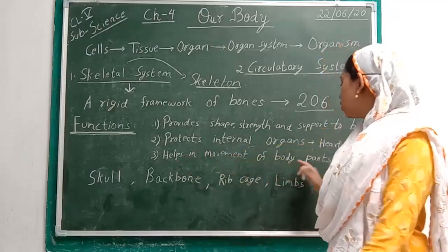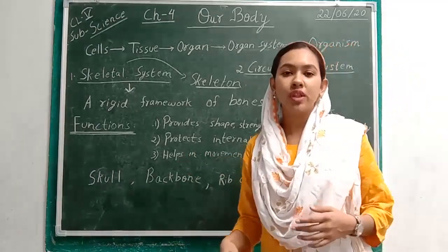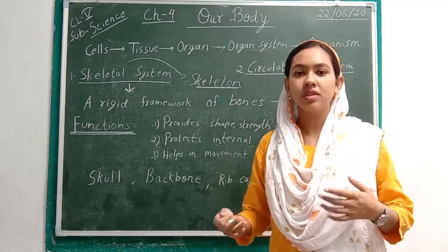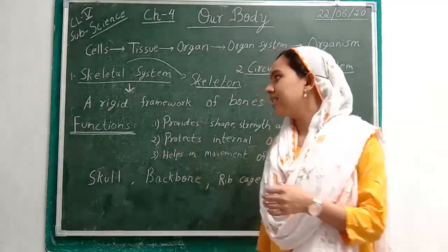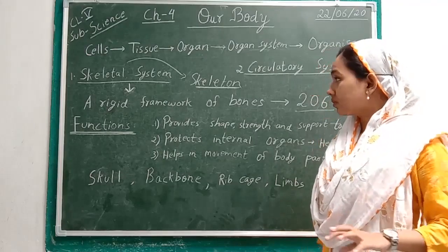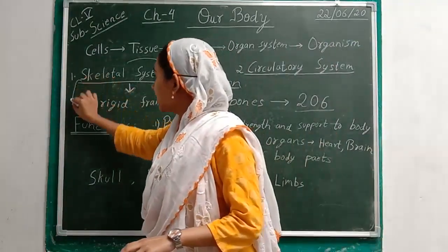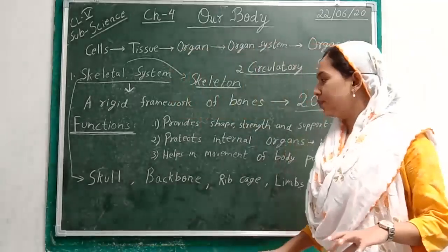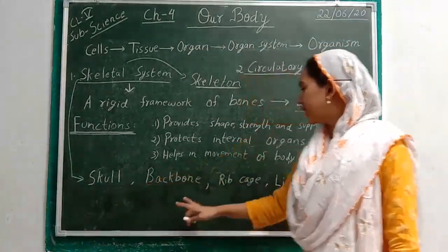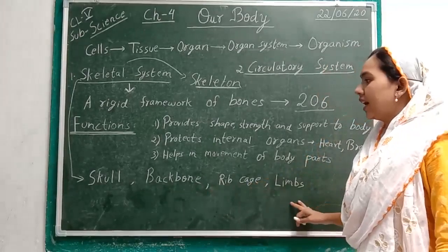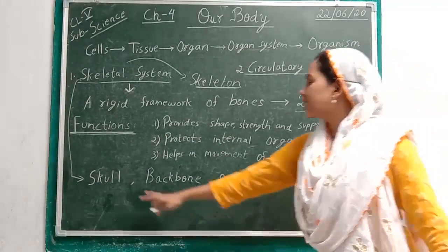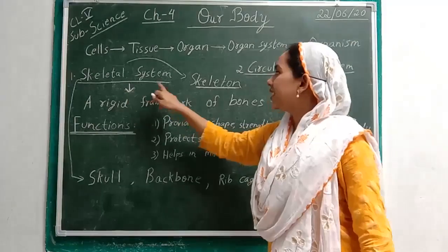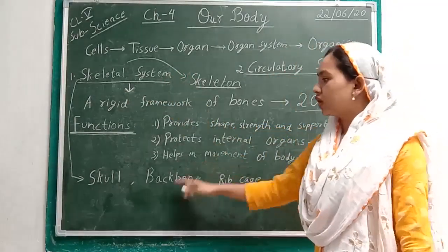Next, it helps in the movement of the body parts. We move with our legs, right? So that is also made up of bones, and these bones help in the movement of our body parts as well. Now, this skeletal system is basically comprised of 4 parts. Those are the skull, the backbone, the rib cage and the limbs. That means the skull, the backbone, rib cage and limbs together make up the skeletal system. So let's look at them one by one.